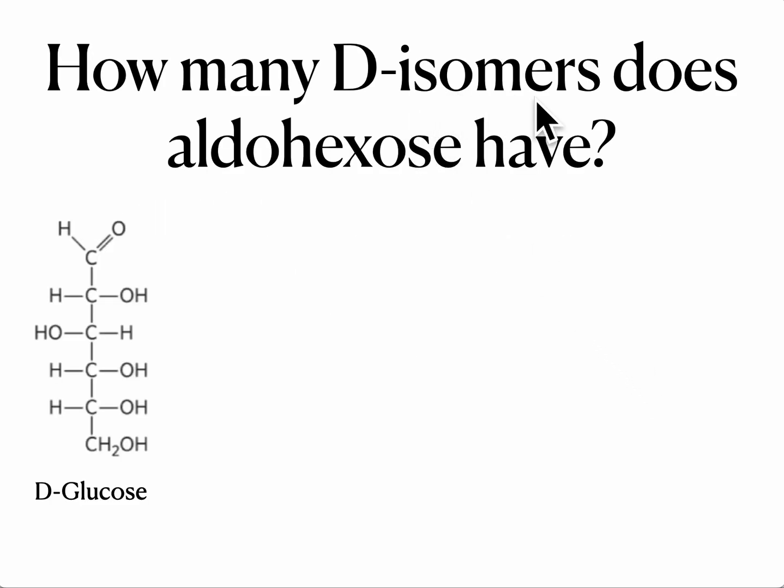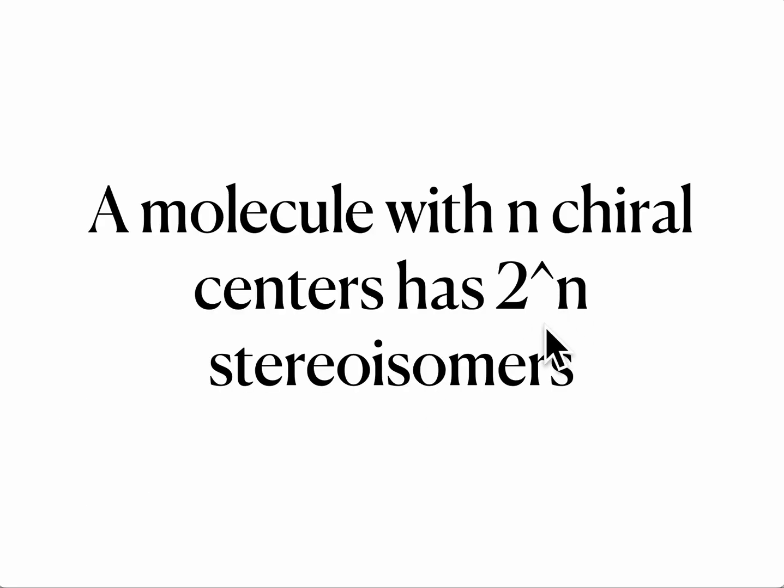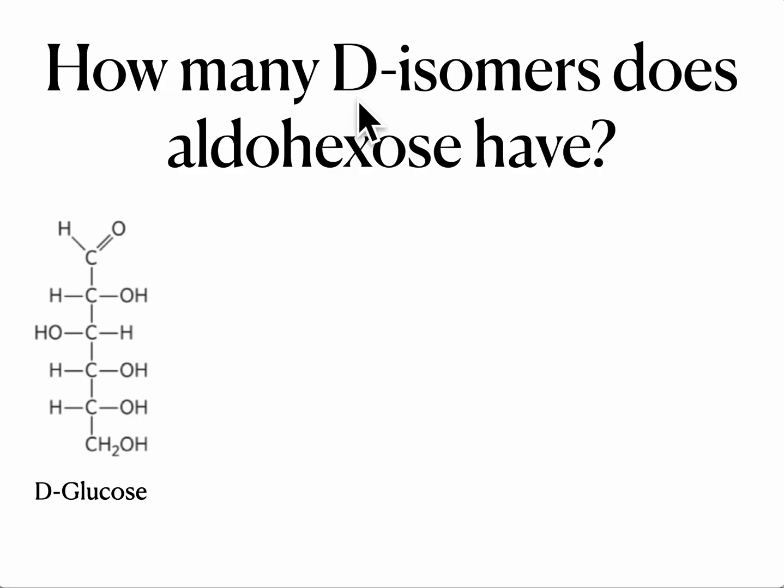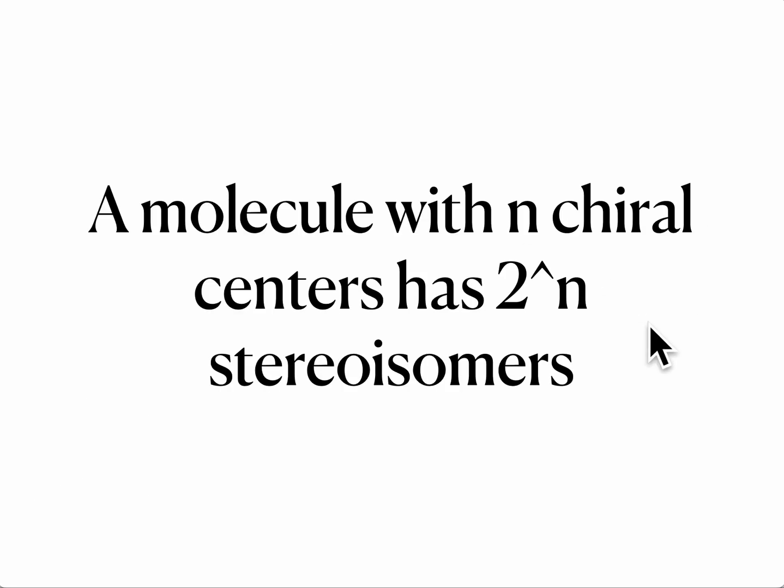So how many D isomers does aldohexose have? Take a moment to pause and think about it. By the way, aldohexose is just a fancy way of saying glucose. Going back to our formula, we first figure out how many stereoisomers it has in total before we look at how many D isomers aldohexose has.